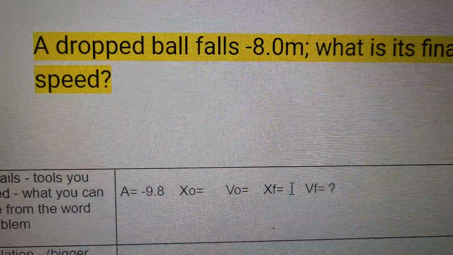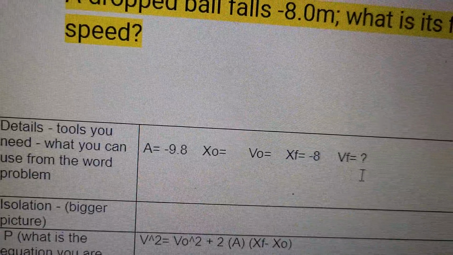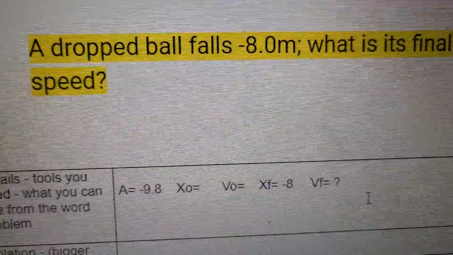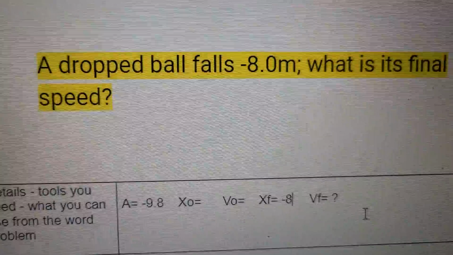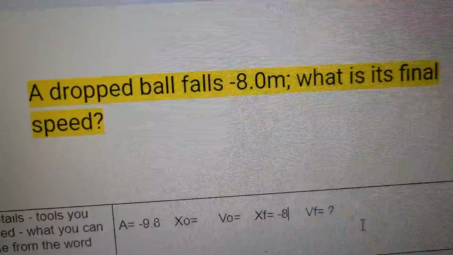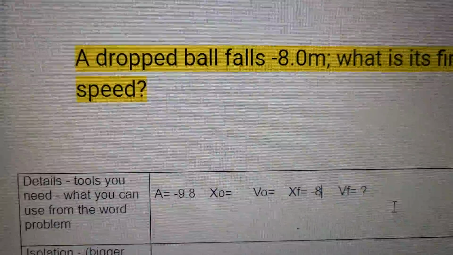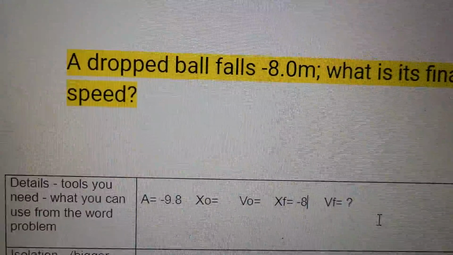Okay, are we all agreeing that the final position is -8? Yeah, I agree. Okay, are you sure you agree? Because I don't want you to say I agree but not understand why. Saying I agree is one thing, understanding why you agree is a whole different part. So do you understand why you are agreeing right now? Yeah. Okay. What was the reason?